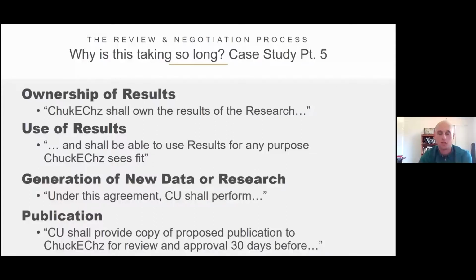Finally, they included some generally problematic terms requiring that we submit publications to them for approval. This probably shouldn't make it into anything that CU signs, as it poses a publication restriction and pushes us into research territory. If an NDA is going to say anything about publication, it should really only say something like, nothing in this agreement shall constitute a publication restriction. But again, this is outside the scope of our NDA, so we would try to negotiate this out.